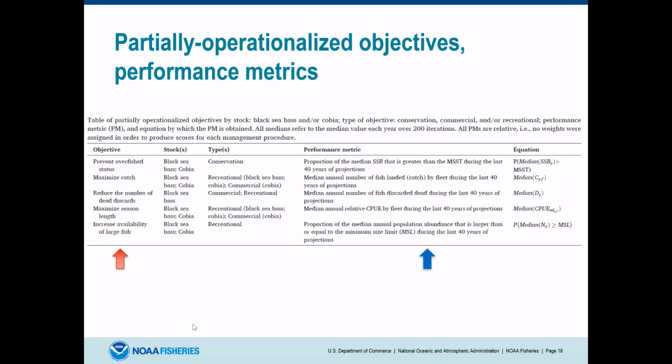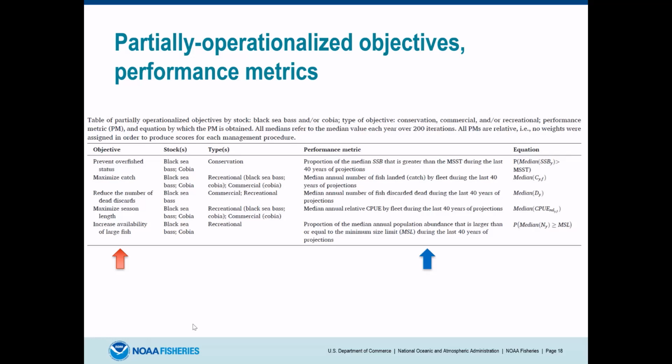So we had essentially 5 objectives: prevent overfished status, which we measured in terms of the proportion of median spawning stock biomass that was greater than the minimum stock size threshold during the last 40 years of projections. Maximize catch, which we measured as the median annual number of fish landed by each fleet during the last 40 years of the projections. Reduce the number of dead discards, which we measured as the median annual number of fish discarded dead. Maximize season length, which we measured as the median annual relative catch per unit effort, particularly for the recreational fleet. And I'll dig into that a bit momentarily.